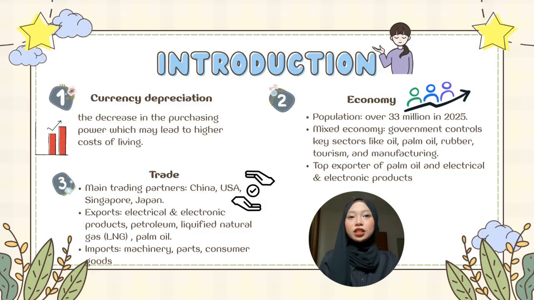So next, looking at the economy, Malaysia has a population of over 33 million in 2025 and operates under a mixed economic system. The government plays a significant role in key sectors such as oil, palm oil, rubber, tourism, and manufacturing. And also, we are one of the top global exporters of palm oil and electrical and electronic products. So, when it comes to trade, our main trading partners are China, the US, Singapore, and Japan.